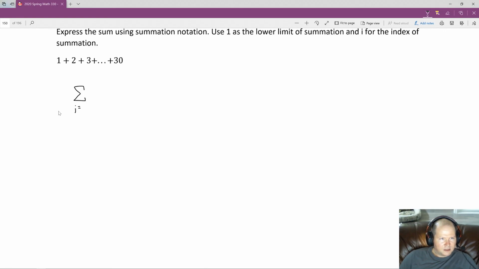Okay. Now what are we going to start with? Well, we're going to start with 1. And what are we going to end with? Well, we're going to end at 30. Okay, and all they're really doing is just adding the i's together. So it's just the summation of all the i's.